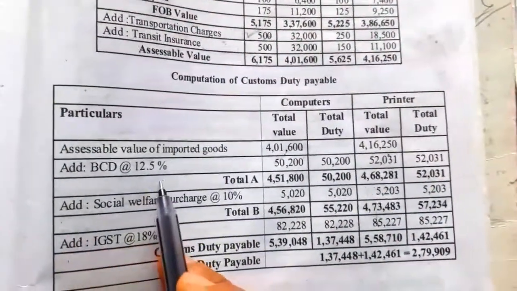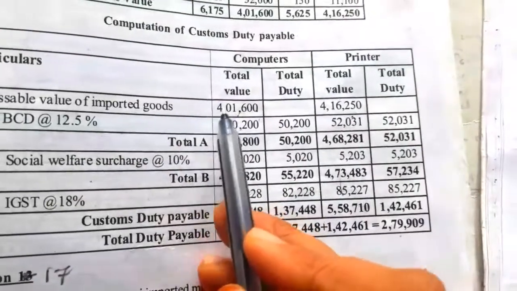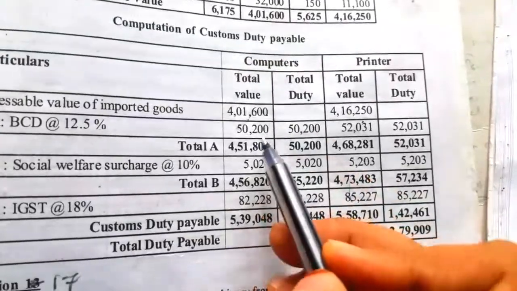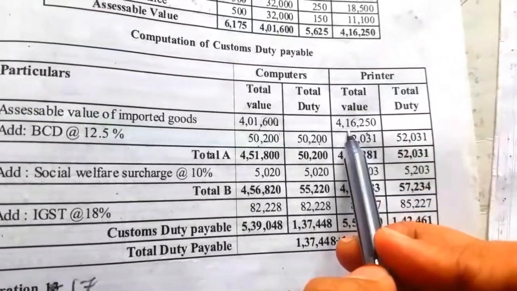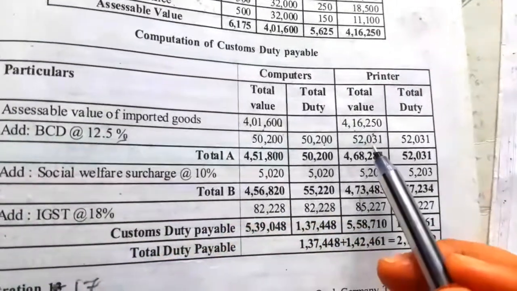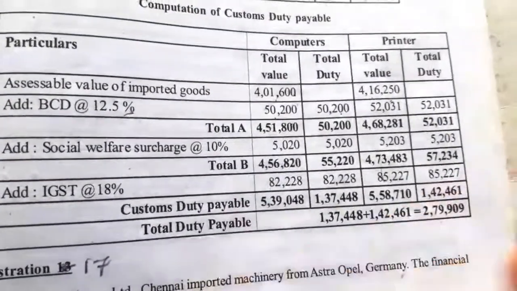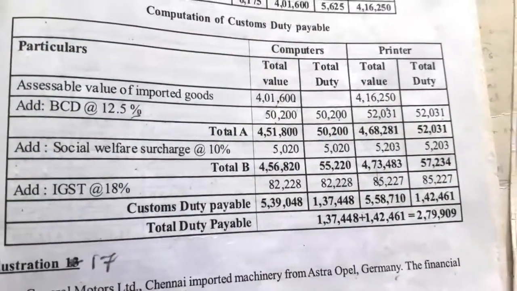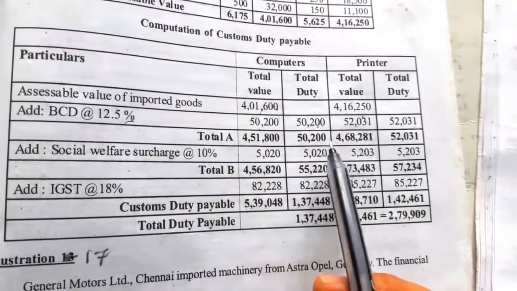Then we have to add BCD at 12.5%, which is calculated on AV. That is 4,01,600 into 12.5% is equal to 50,200 for the computers, and the same value we take in the second column also. For the printer, 4,16,250 into 12.5% is equal to 52,031, and the same value in the second column also. In this illustration they have not given details about CVD or NCCD. So now we total subtotal A.